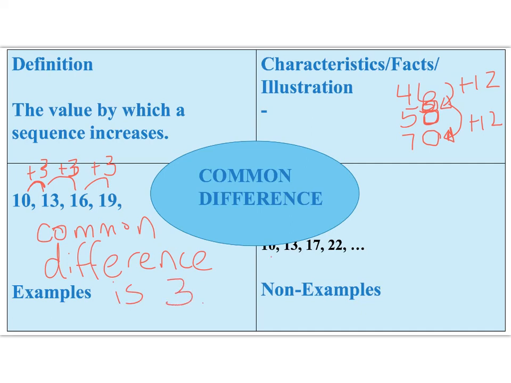Whereas here, we go from 10 to 13, we're adding 3. 13 to 17, we're adding 4. And 17 to 22, we're adding 5. While clearly there is a pattern in what we're adding each time, it's not the same. The fact that it's 3, then 4, then 5, there's no common difference. They don't have anything in common.